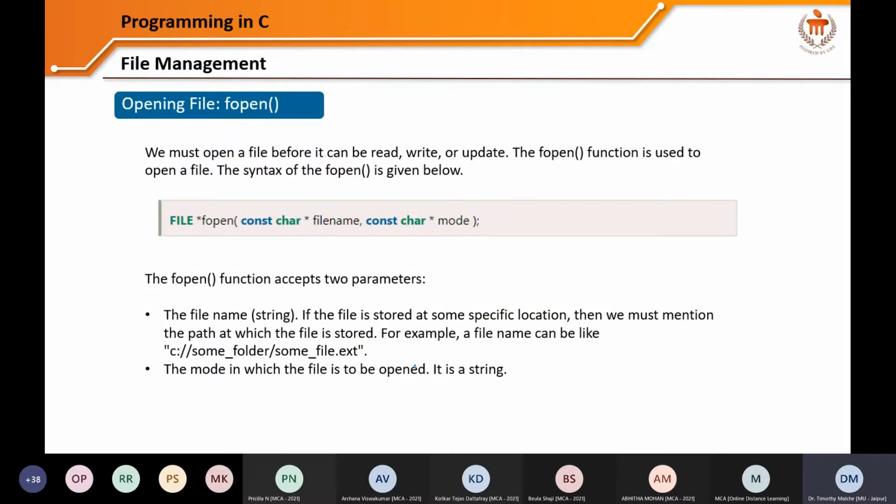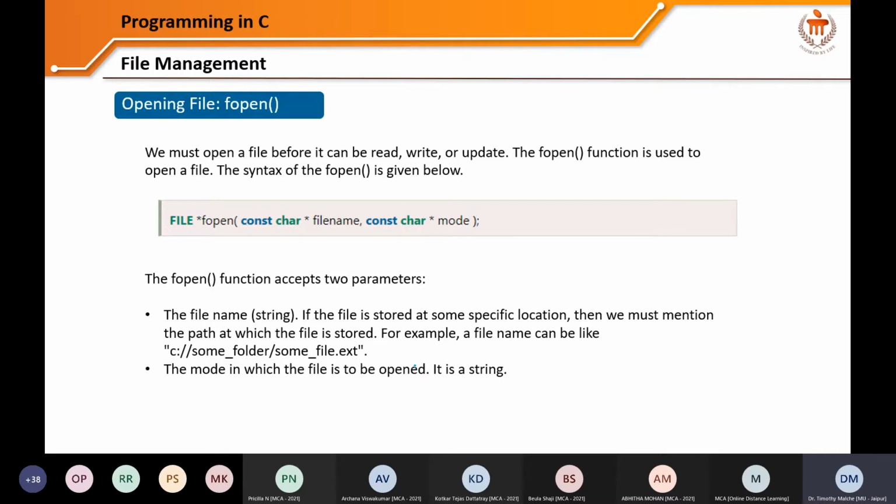Okay, so first we are going to see the fopen function, how you can use the fopen, why you use the fopen function, and how you can use it. In order to handle files in our C program, we require it to be opened either as a new file or as an existing file.